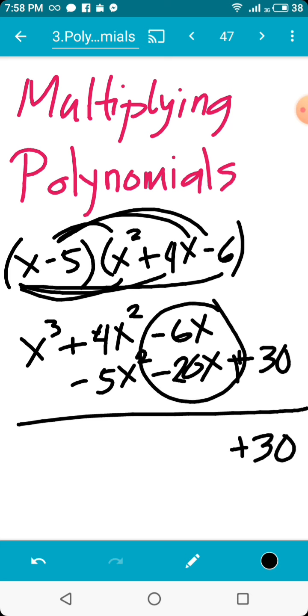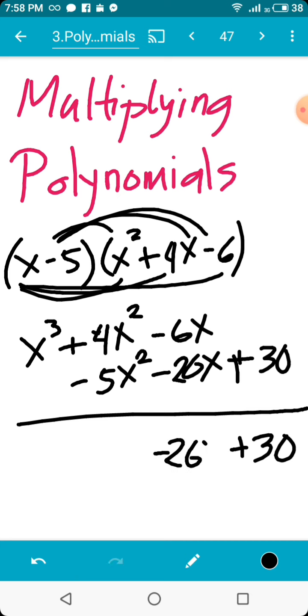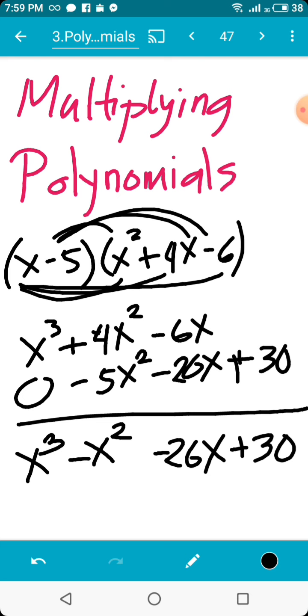And then ito, negative 6x and negative 20x, so that is negative 26x. And then itong x squared natin, so we have 4x squared and negative 5x squared, so naging negative 1 lang yan, diba? So we don't need to write 1, x squared na lang, negative, okay? And then bring down na lang yung x cubed. Okay? So ngayon, ito yung kanilang product. X cubed minus x squared minus 26x plus 30. Okay?